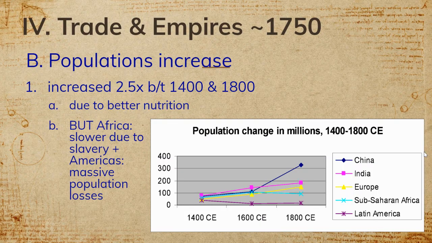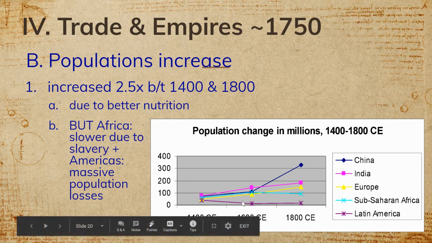Penultimately, which if you don't remember, that's my favorite word, it means second to last. Just a little bit about population, which again speaks to who is dominating the globe at this time. Populations increased by 2.5%. So they just jump up between 1400 and 1800. This is due to better improved nutrition. But this is happening primarily in Asia and Europe.